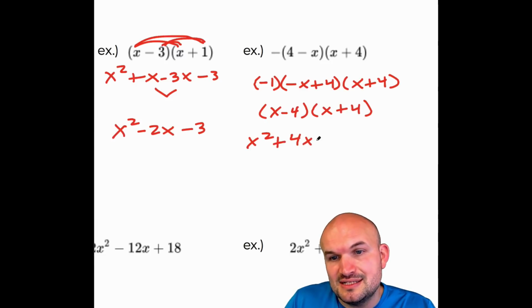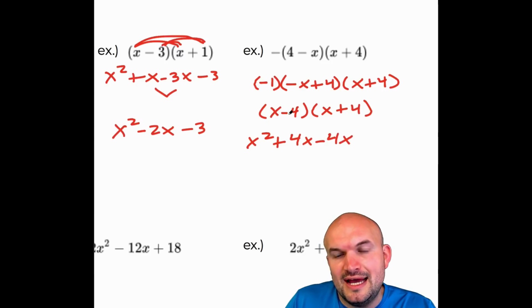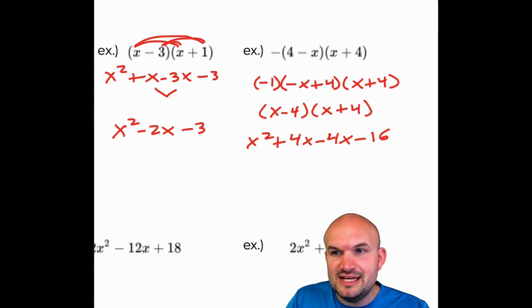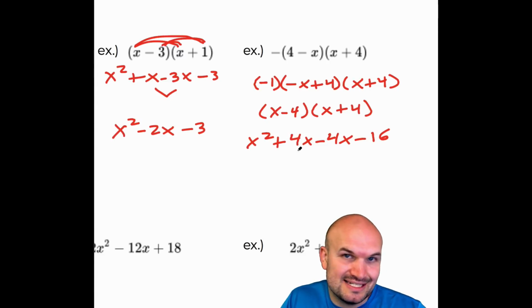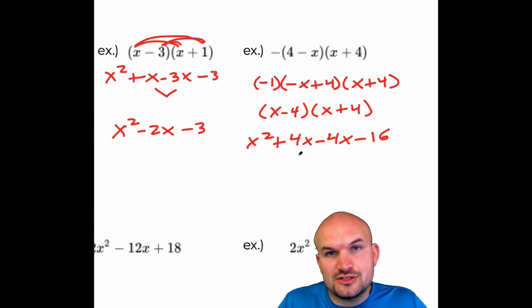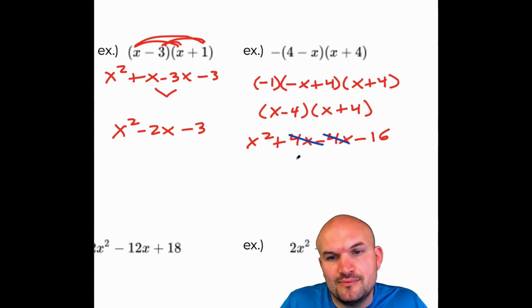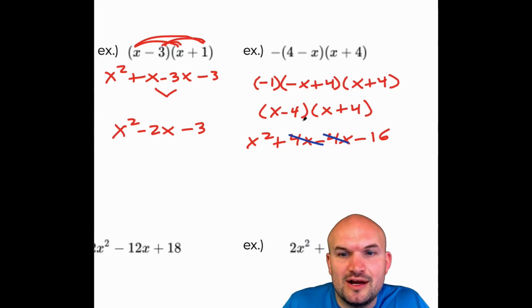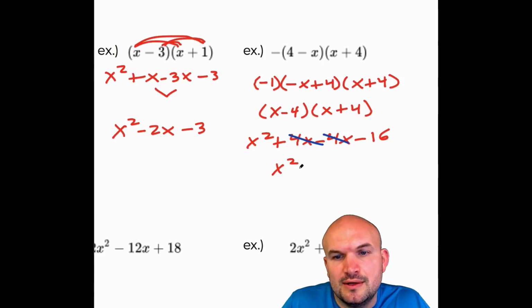Negative 4 times x is a negative 4x. And negative 4 times 4 is going to be a negative 16. So what you see here is that the middle terms add to 0. 4x minus 4x is going to be 0x, which is just 0. So therefore, we're left with our final product of x squared minus 16.